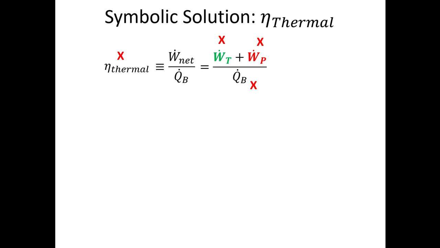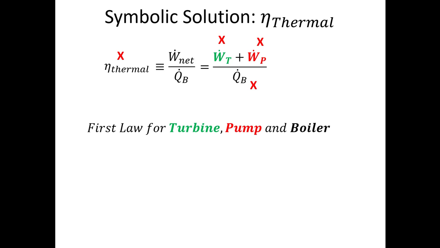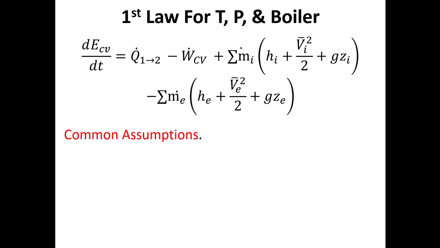And I don't know how much heat I'm adding in the boiler. So it's nice that I have a symbolic solution. I just don't have any answers yet. So how do I use the first law to find the turbine power, the pump power, and the heat added in the boiler? I've talked about this already, but I'm going to do a first law analysis on all these different components, and I'll do it quickly right here.